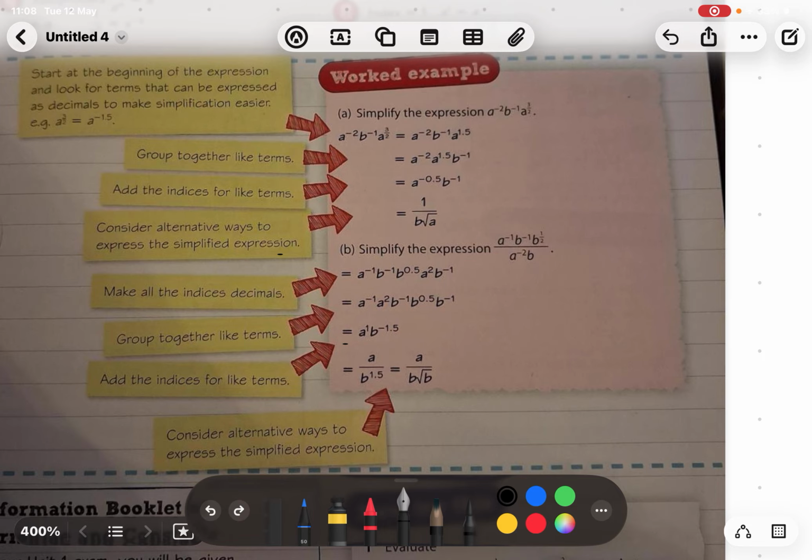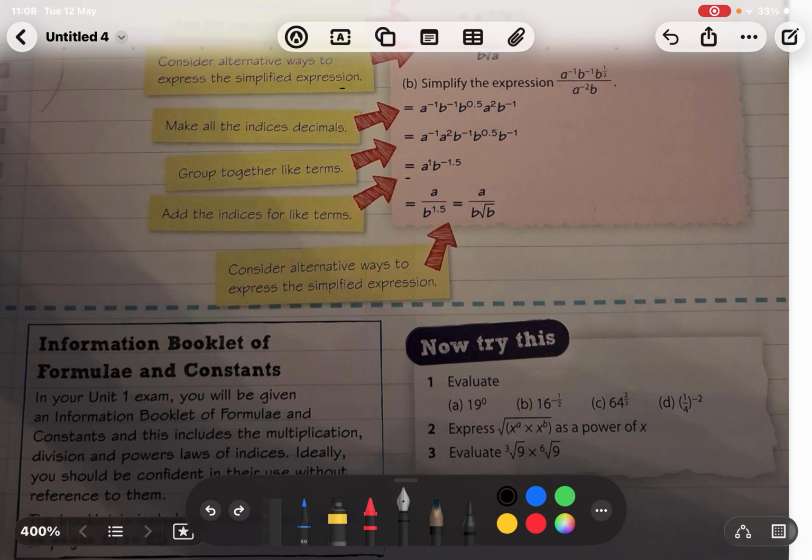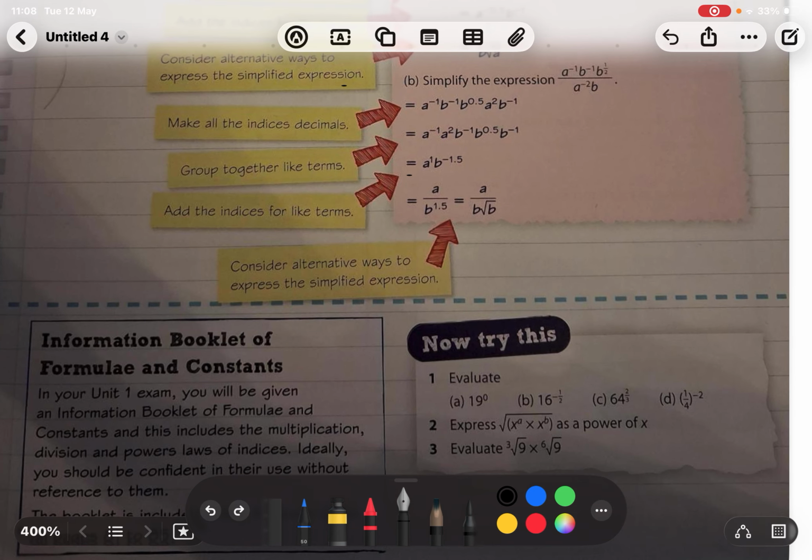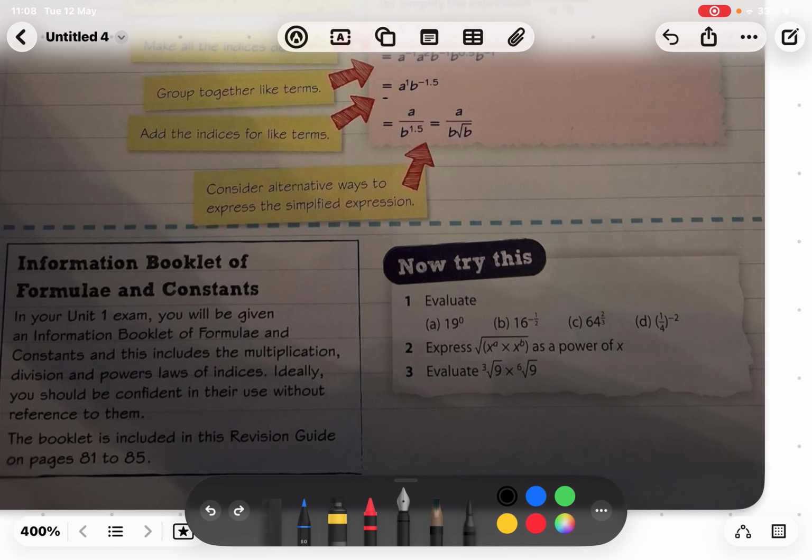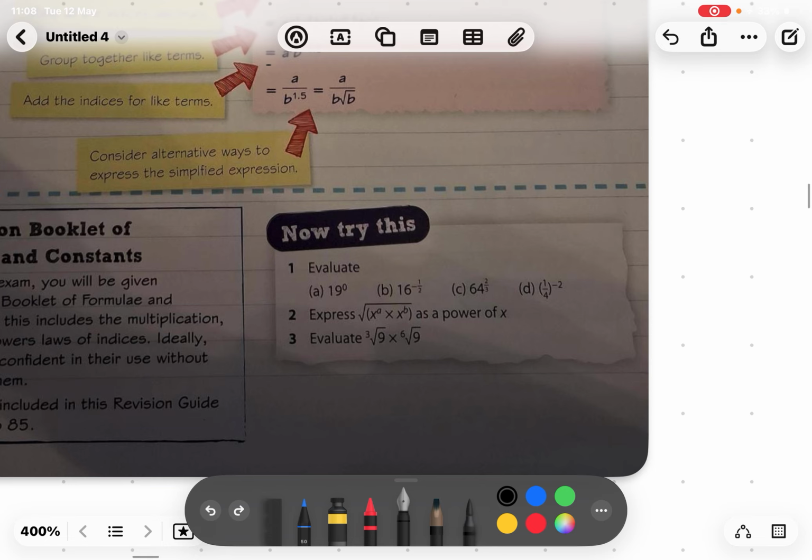Consider alternate ways to express the simplified expressions. Basically, always think of the maximum way of using this. Now here we have questions. I do have to prepare answers. They are at the back of the book, but I try to do them on my own.